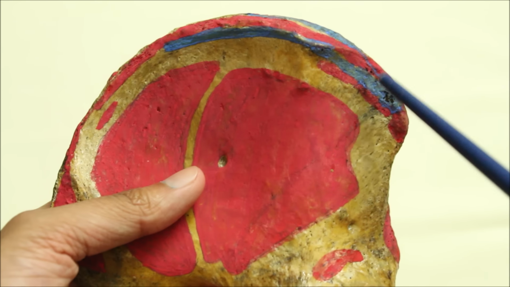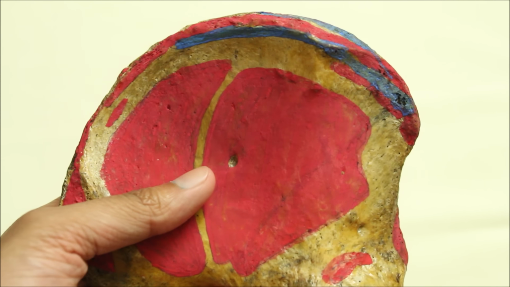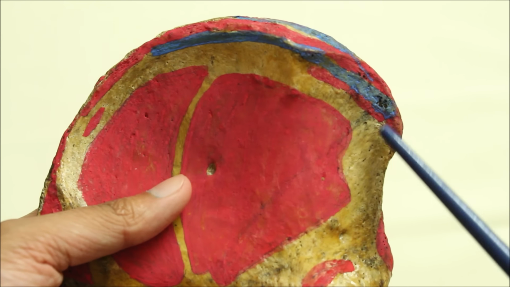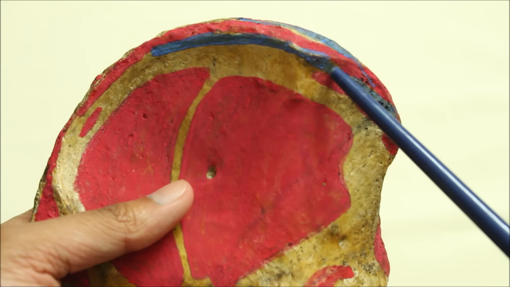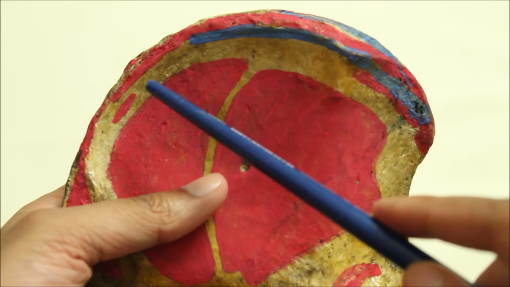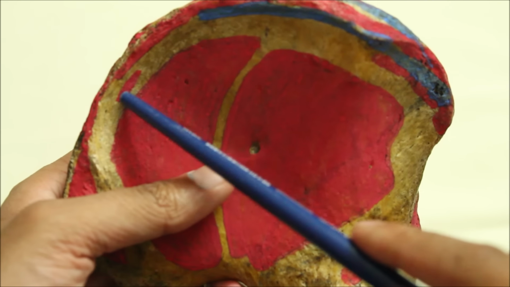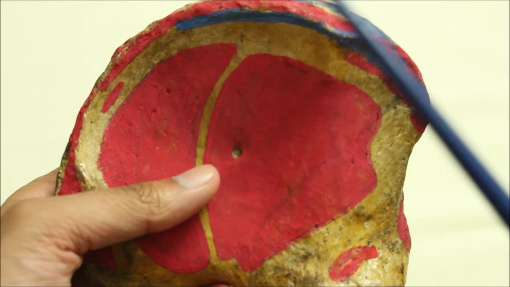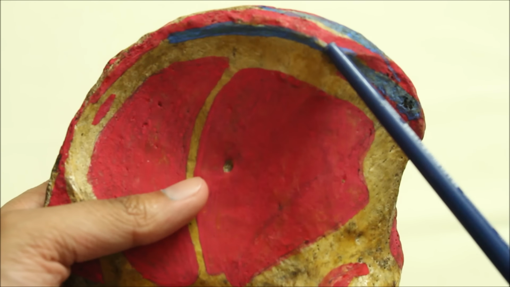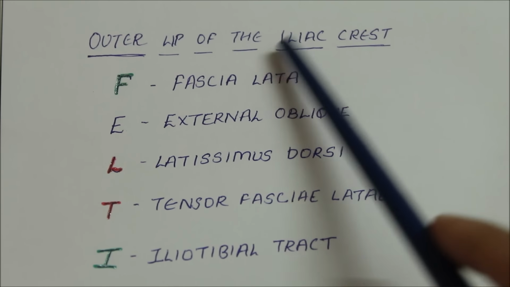The outer lip of the iliac crest provides attachment to the fascia lata along its entire extent, origin to the tensor fascia lata in front of the tubercle, that is right here, insertion to the external oblique muscle in the anterior 2/3 that you can see here, origin to the latissimus dorsi just behind the high point of the crest. This one is the latissimus dorsi, and the attachment to the iliotibial tract at the tubercle of the iliac crest, that is right here.